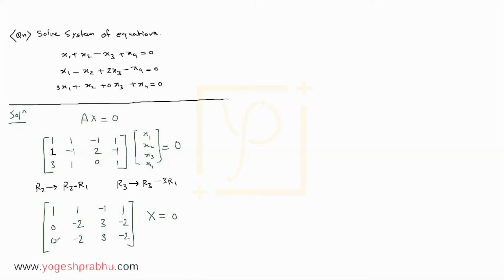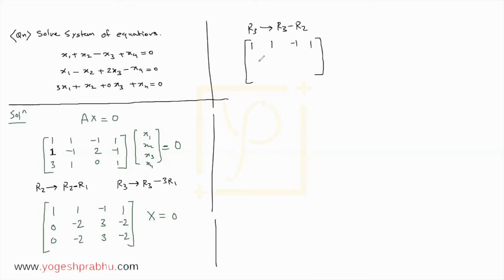Okay. Now you can clearly see that row 3 and row 4 are same. Sorry, row 3 and row 2 are same. So let us do R3 minus R2, so it will all get simplified. I'm going to use the right-hand side space for that. And let us do R3 becomes R3 minus R2. So when we do that, this is going to be 1, 1, minus 1, 1. The first row is same. 0, minus 2, 3, minus 2. That is also same. And the last row, when you do R3 minus R2, this will become all 0. Okay, times X is equal to 0.